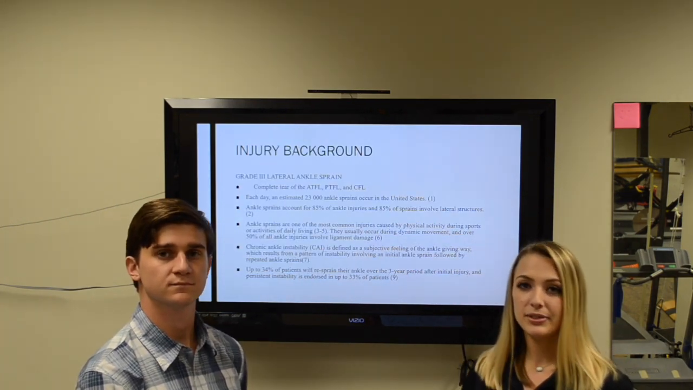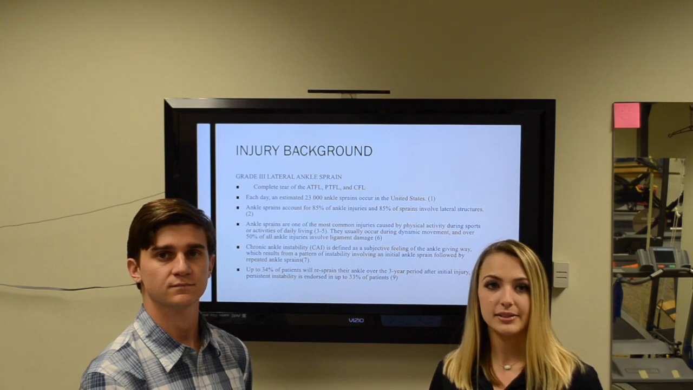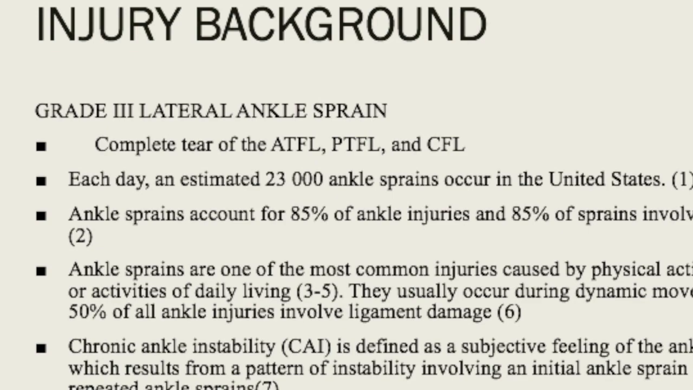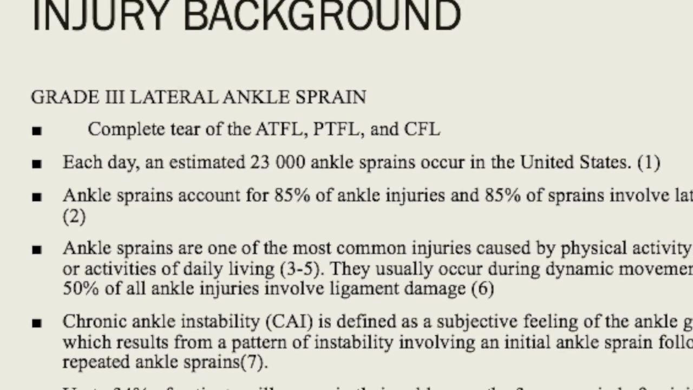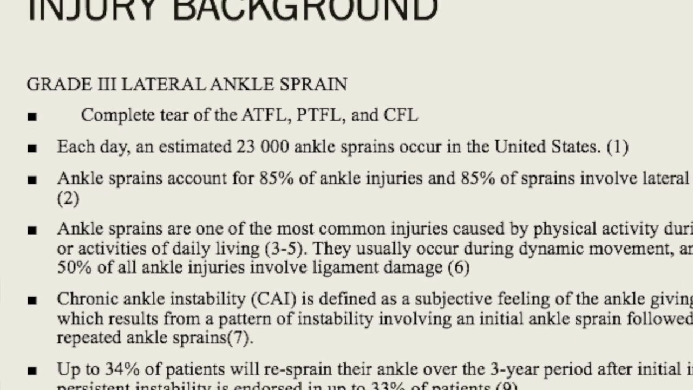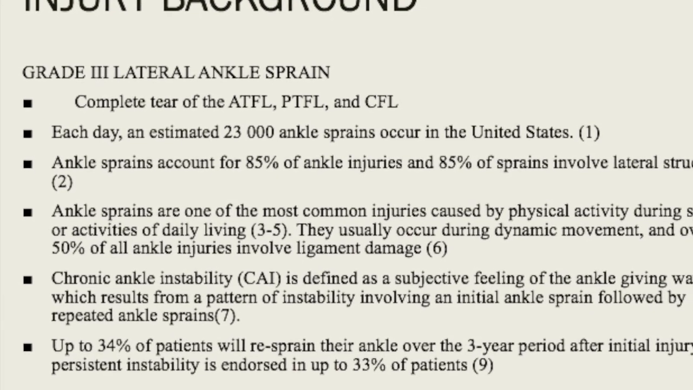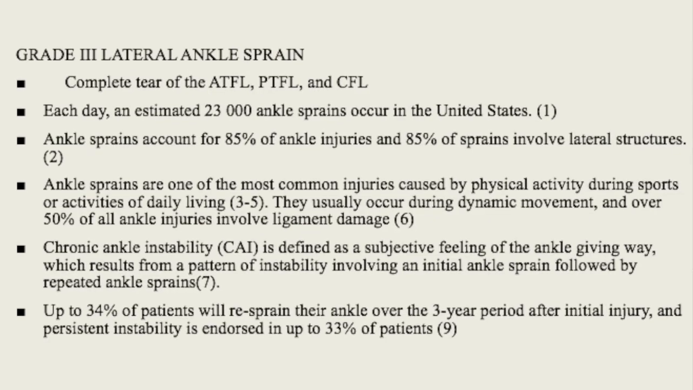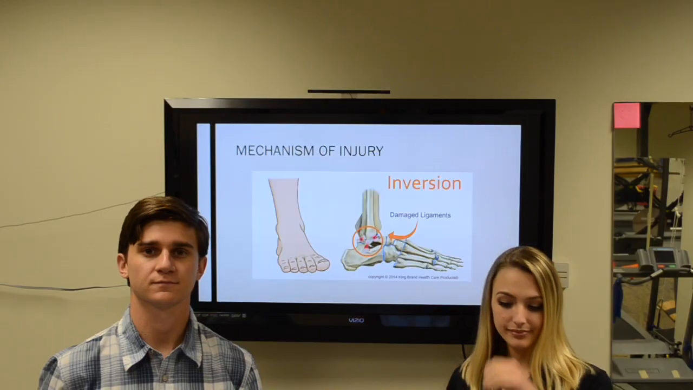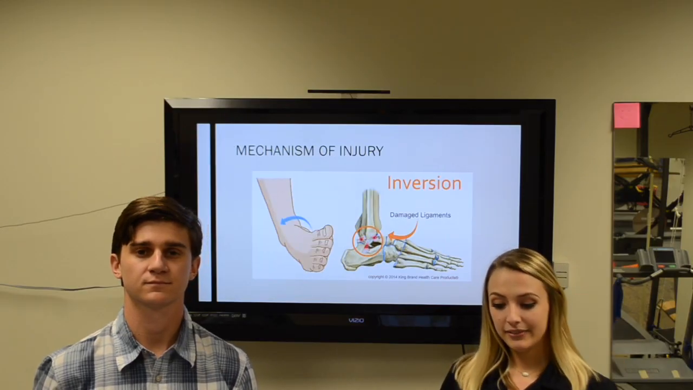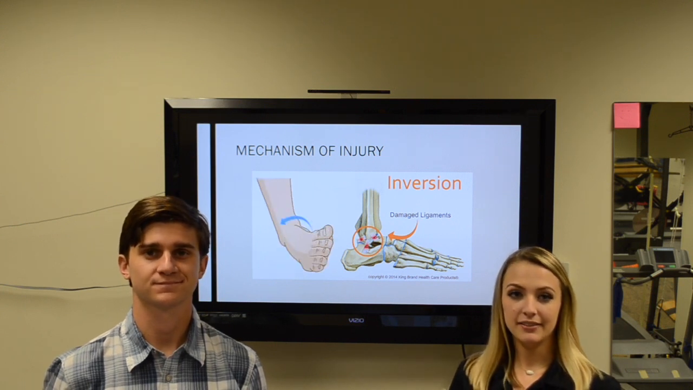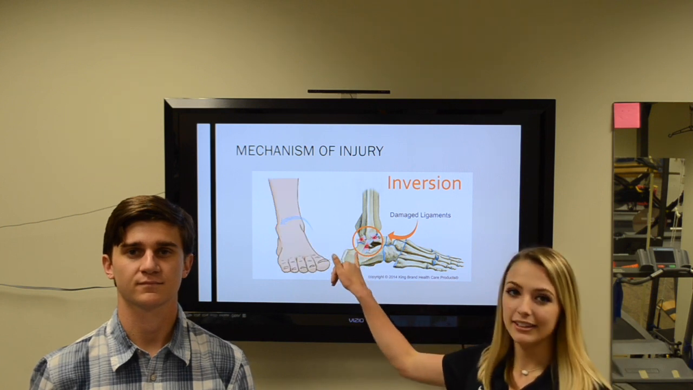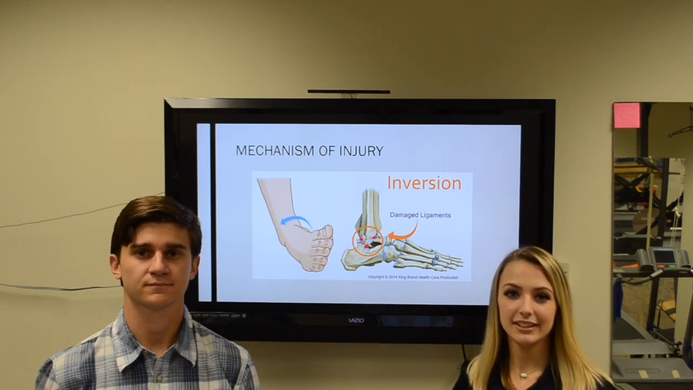So a little injury background on what a grade 3 lateral ankle sprain is. This is when you have a complete tear of the ATFL, PTFL, and CFL ligaments. Each day it's estimated that 23,000 of these occur, and they account for 85% of all ankle injuries, with 85% being lateral ankle sprains. The mechanism of injury for a lateral ankle sprain is inversion, as demonstrated here with your foot rolling inwards, so the ligaments on the outside of your ankle are damaged.